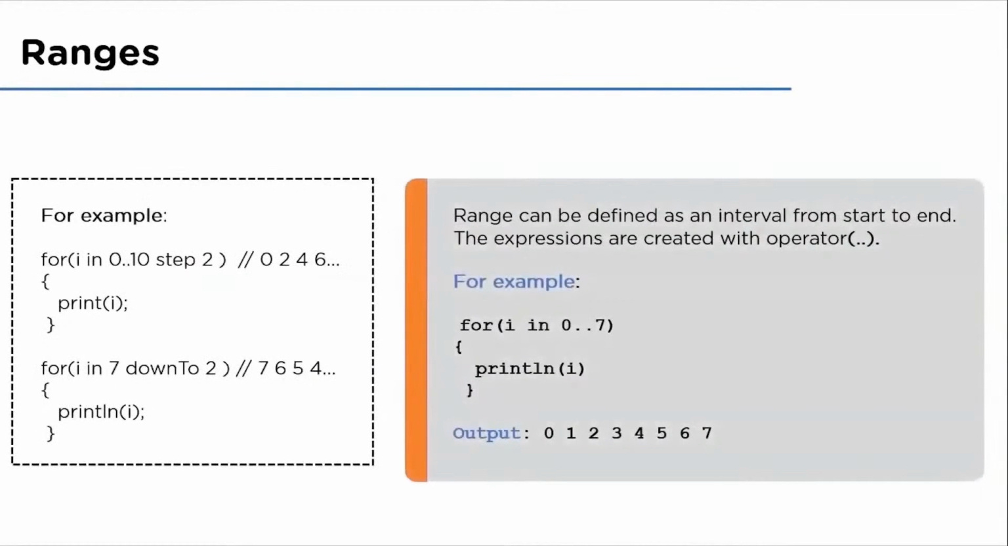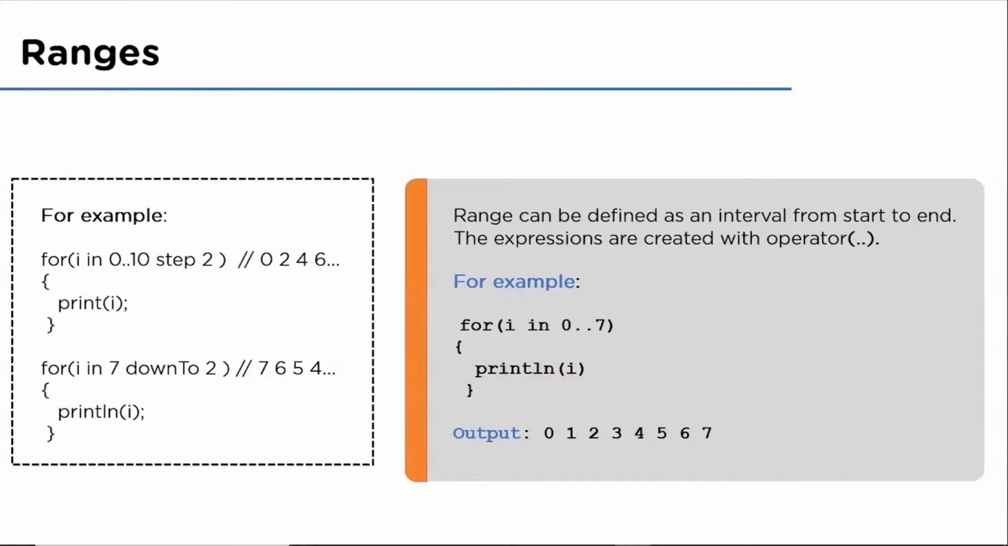Now, moving on to the next topic, which is ranges. Ranges can be defined as an interval from start to end. Expressions are created with the double dot operator and an in operator. Here in the example, 0 is the starting point and 7 is the ending point. In between them there is the double dot operator, which means that the loop will iterate from 0 to 7.